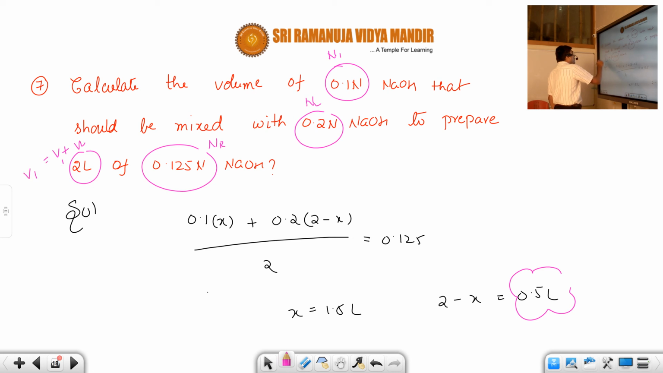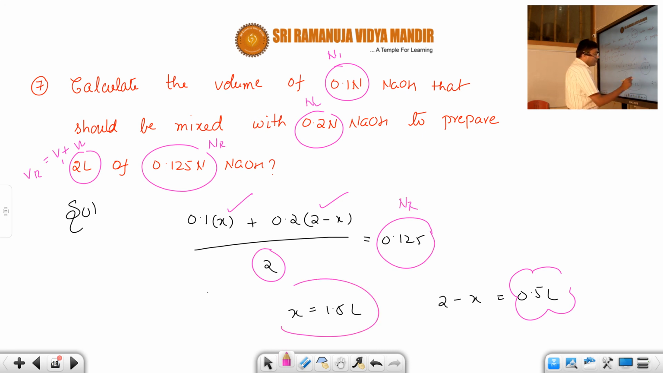That is equal to VR. Understood? So 2 liter. If one is x, the other will be 2 minus x. Try to understand, the other will be 2 minus x. So this is the resultant normality NR. Naturally you get x, and from that you get 2 minus x. So 0.5 liters must be added to get the desired resultant normality 0.125 NaOH. So you should know, for example, you are mixing here.